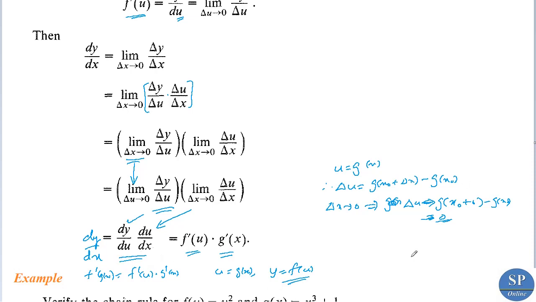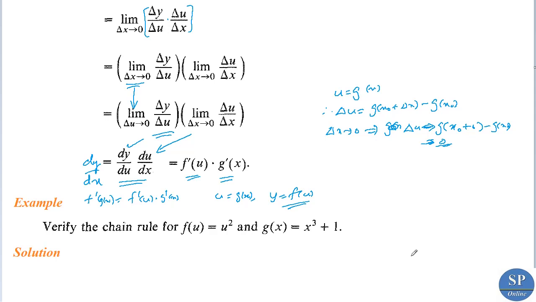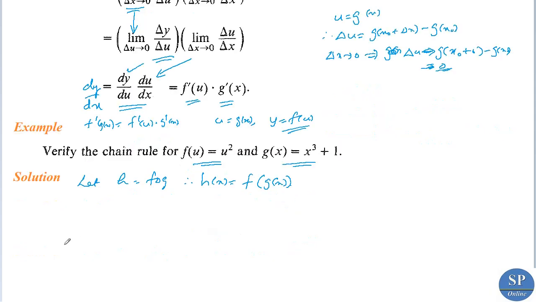Now we can discuss an example. Verify chain rule for f of u equal to u square and g of x equal to x cube plus 1. Let h of x, or h, be equal to f of g. Therefore h of x is equal to f of g of x. So by chain rule we have h dash of x is equal to f dash of g of x into g dash of x.